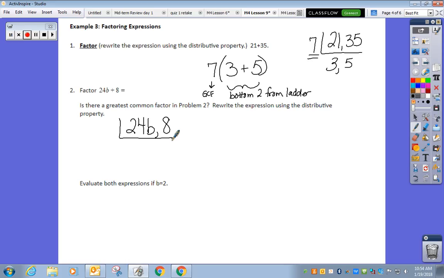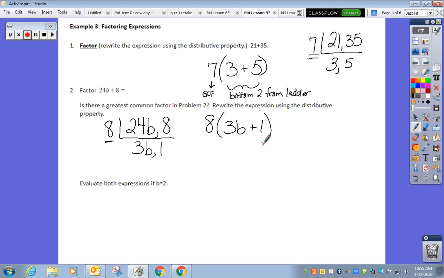Now, a common factor can be found between 24 and 8. So what I would do is pull the same thing out and basically just ignore this variable for the moment. So 8 and 24 can both be divided by 8. 8 goes into 24 3 times, and I'm going to bring that b right down with it. And then 8 goes into 8 1 time. So I can rewrite this with the distributive property in the same method. My GCF is 8, and at the bottom of the ladder, I have 3b plus 1. So it's the same thing, it's just carrying down that variable.